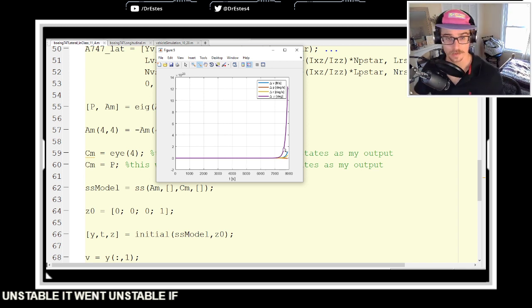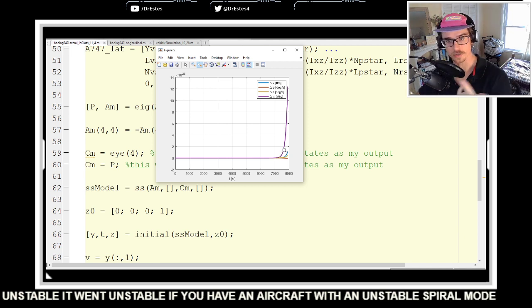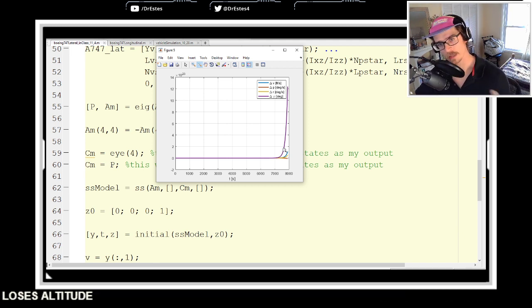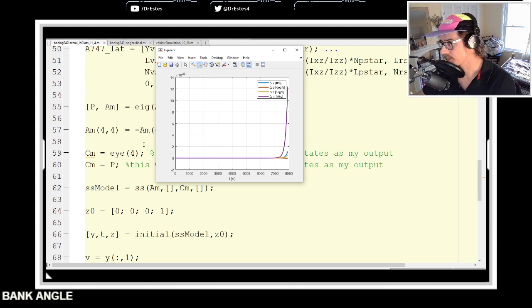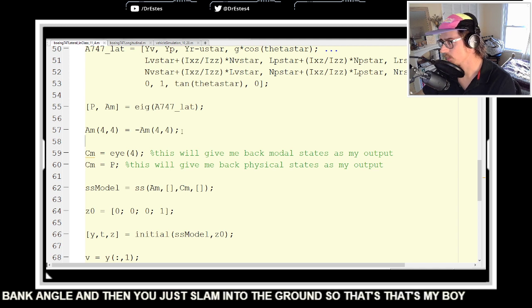If you have an aircraft with an unstable spiral mode, it loses altitude. It turns tighter and tighter and tighter on itself with an increasing bank angle, and then you just slam into the ground. So that's no bueno.